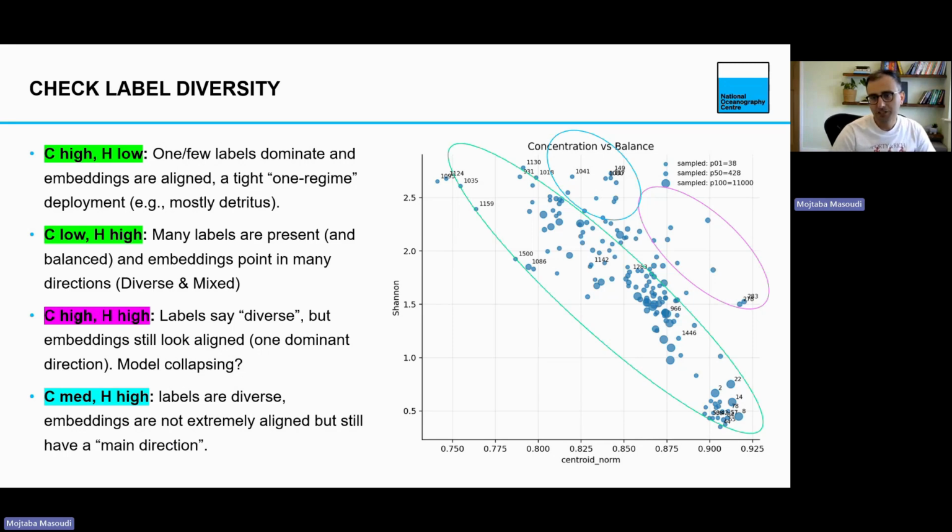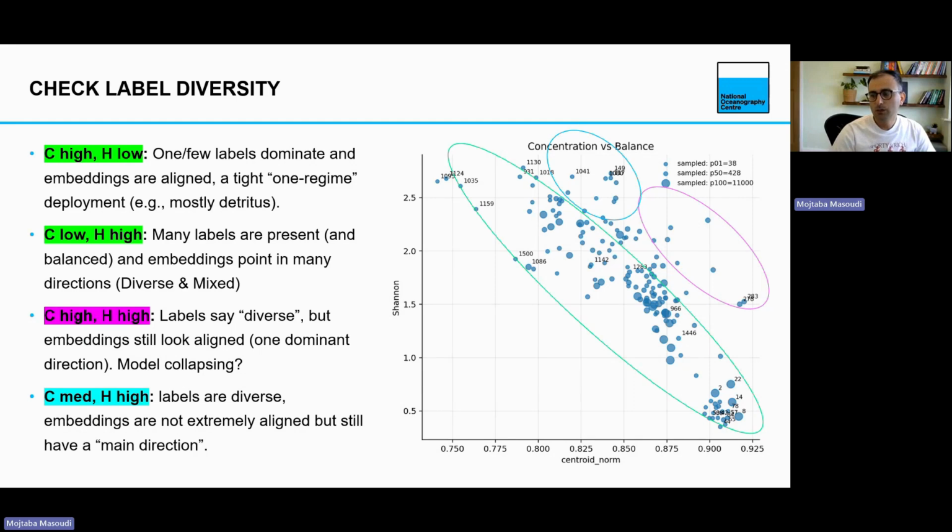If it's a low Shannon, it means only a few labels dominate and the embeddings are aligned, and we do have just one regime deployment, most probably detritus. And for those with a higher Shannon value, it means we have a lot of labels, but the embeddings are pointing in many directions. So it means the community is diverse and mixed.